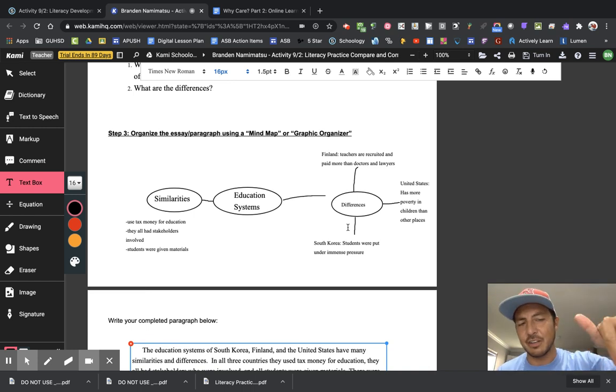I just noticed I keep on looking at the corner because I see myself in the corner, but I should be looking here. Sorry about that. See, I'm doing it again.